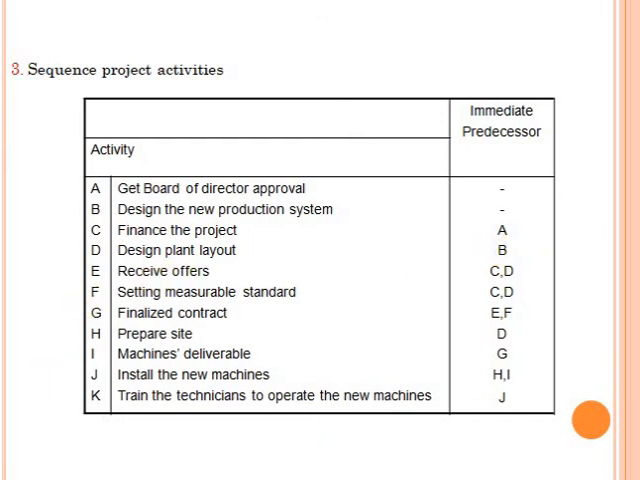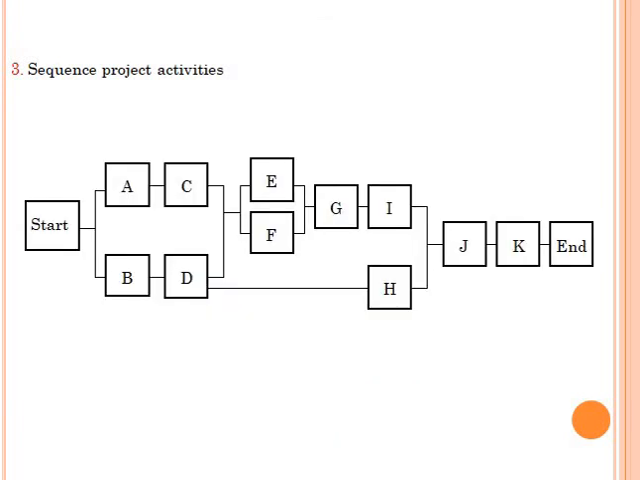Let's see what will be the final network. So this is the final network. Here I have the starting node. Then I will have to connect the start with activity A and B. They are the starting activities of my project. C cannot be done unless I finish A. D, I cannot start unless I finish B. So these are my predecessors.